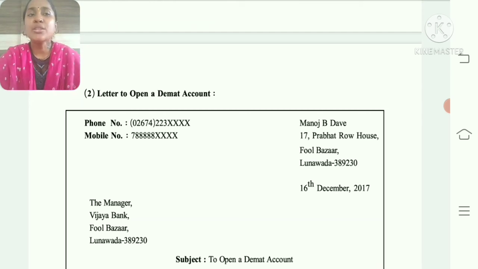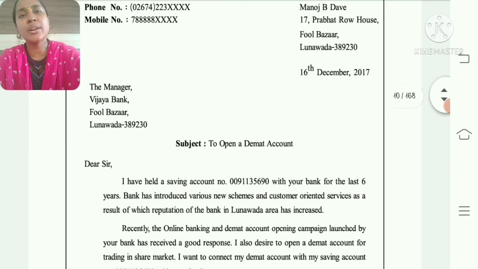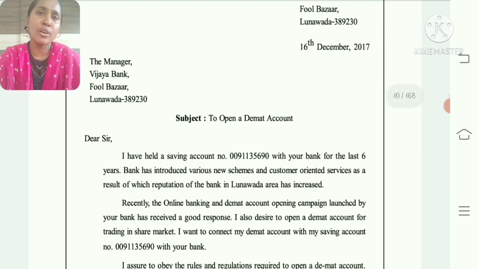What is the date? The year 16 December 2017 has been given. So if you are asked for a particular date in a letter, you have to mention that same date in the same manner. If no particular date is given, then you can write the current date, today's date, on which you are writing the letter.